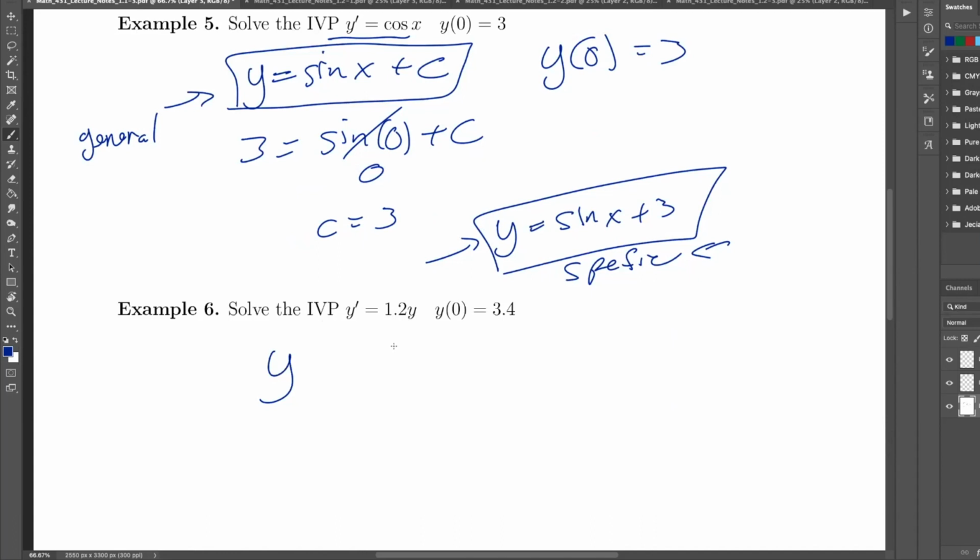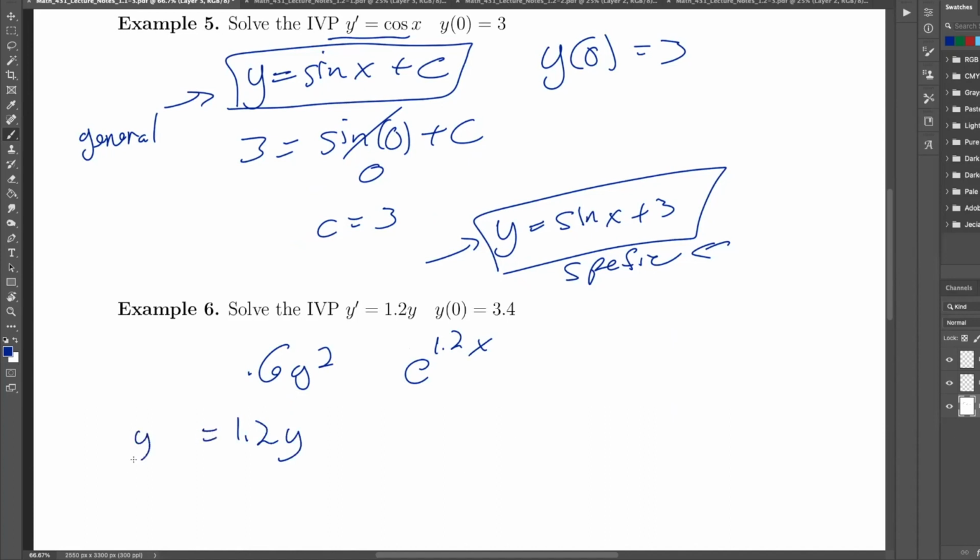Would it be 6/5x? So 6 over 5x. Let's just wander through a couple. I have this one in chat, 0.6, and I also have this one in chat, e to the 1.2x. Both of these answers are from you guys. So let's take the derivative of this. If I take the derivative of this, I get 1.2y.